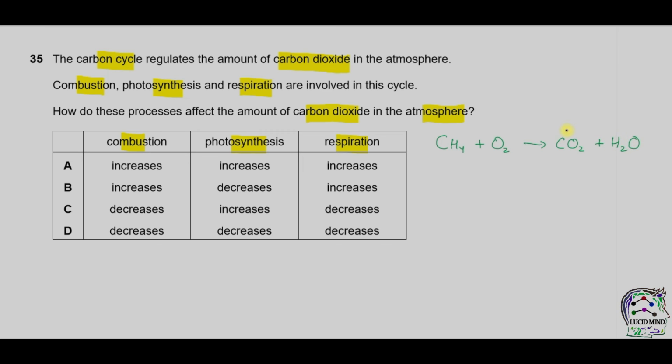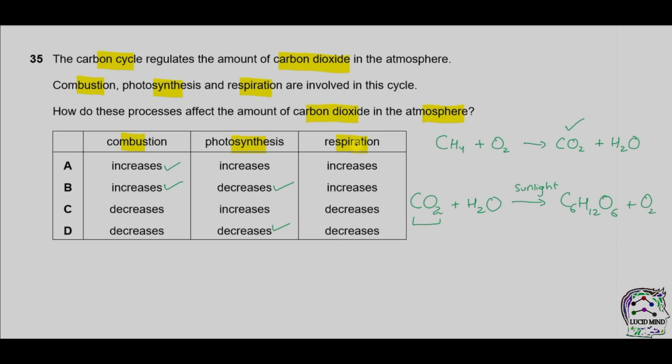Combustion of hydrocarbons always increases the amount of carbon dioxide, so therefore we can say that it increases CO2. Second one is photosynthesis. In photosynthesis, carbon dioxide and water, both of them in the plants, react together to form glucose in the presence of sunlight along with the production of oxygen gas. So as CO2 is consumed, its concentration will decrease in the atmosphere.